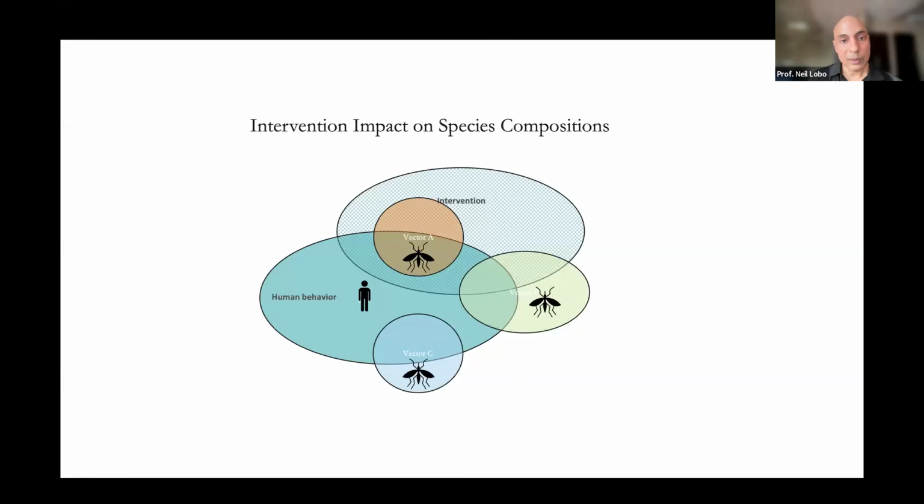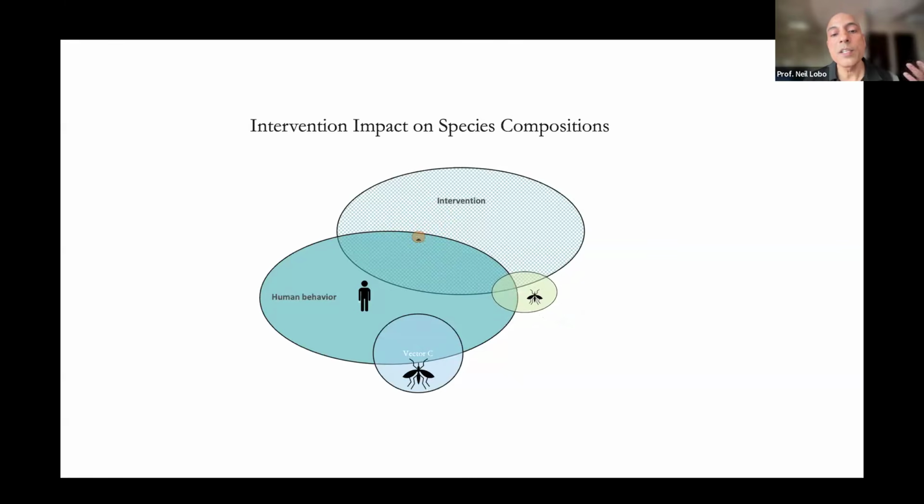Now, what happens when you have this intervention in place with these three species? The first thing is that vector A is going to be impacted hugely. So its composition might reduce, or it might even disappear proportionally because it's being impacted the most. Vector B might reduce as well. Correct? And you'd want to be able to monitor for those changes. This is where entomological surveillance comes in, right? You'd want to make sure your intervention is actually working. And what happens with vector C? It probably won't be impacted.